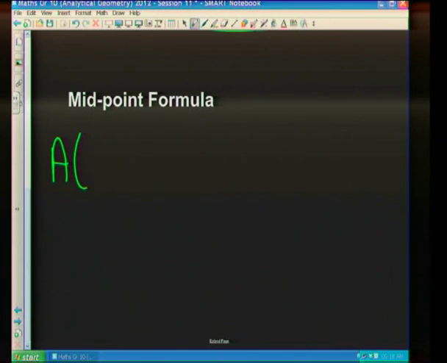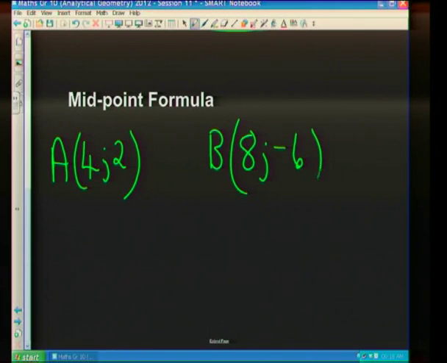I'm going to say A is the point x is 4, y is 2, and B is the point x is 8, y is minus 6. And I want to know what are the coordinates of the midpoint of the line segment AB. Now, the formula for midpoint couldn't be easier.